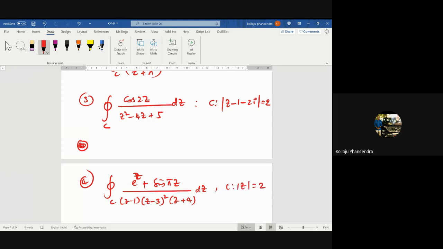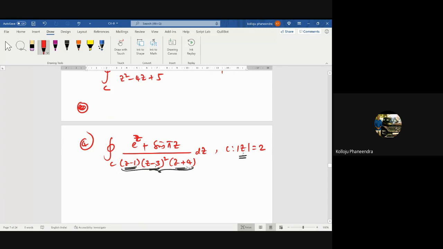See, in the last problem, what are the singularities? 1, 3, minus 4. Which lies inside? Only 1, since 1 is less than 2. 3 is greater than 2, and minus 4, mod minus 4 means 4, is greater than 2. So only z equal to 1 is a singularity. Take the two functions, z minus 3 and z plus 4, to the numerator and apply Cauchy's integral formula.